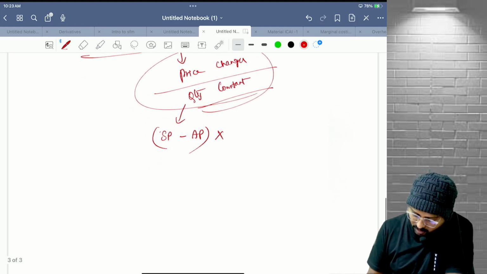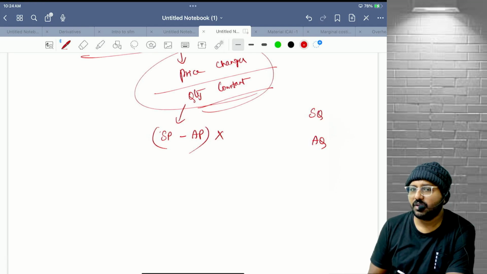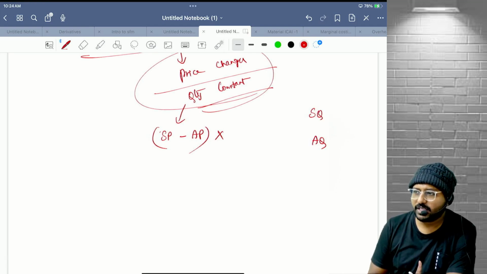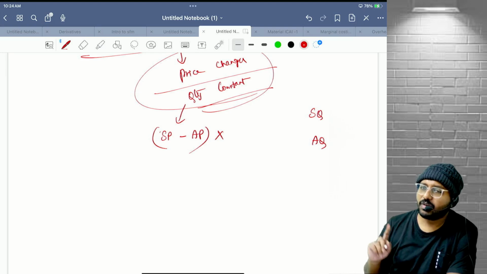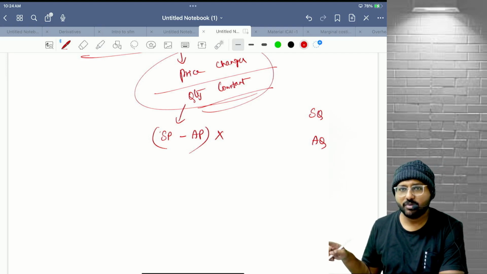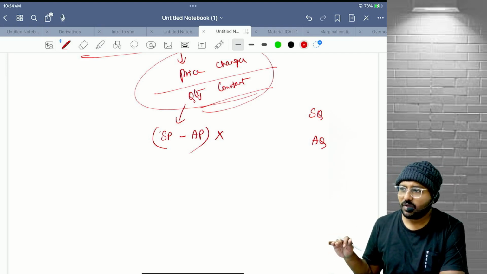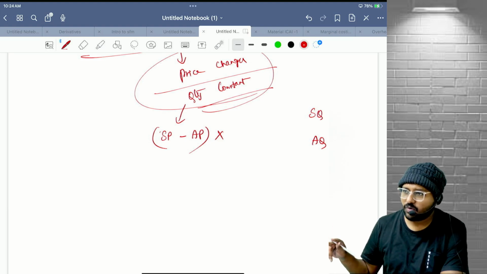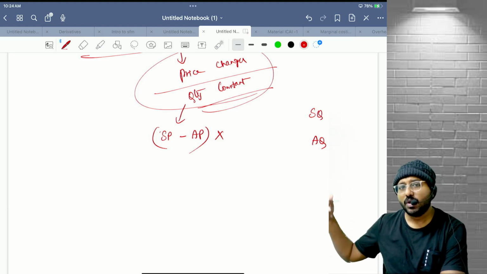Now here we have a problem because we have two quantities right now, SQ and AQ. RAQ will not come because we are talking about price variance. RAQ will come only when we talk about mix as well as yield variance. Right now RAQ will not come. Are you able to get me? Right now what will come? Only SQ and AQ. There are only two quantities. RAQ will come only when we go to mix and yield.